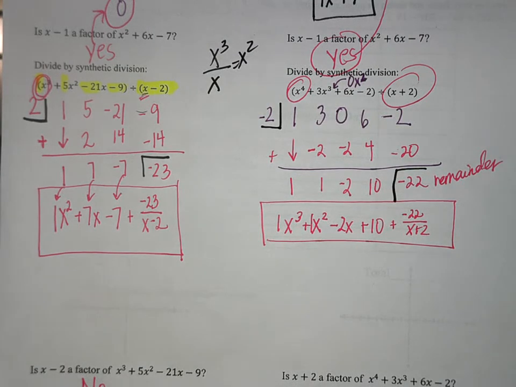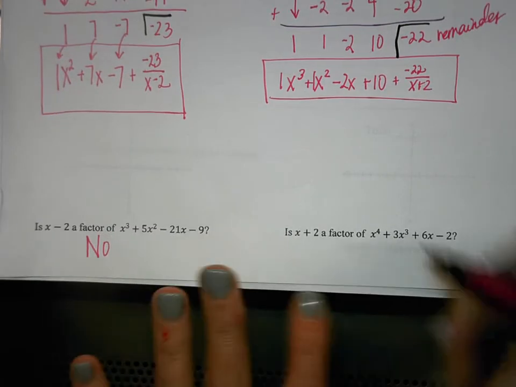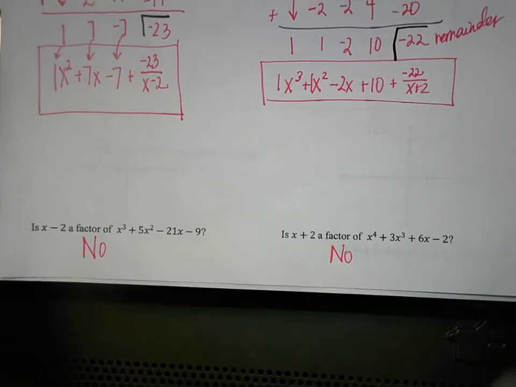Okay, if you had to do long division, this would have gone really, really long. Okay, and I'll show you. But, okay, is this a factor, yes or no? No. How do you know that? Because the remainder isn't 0. Very good. Okay, now we're moving to the back side.